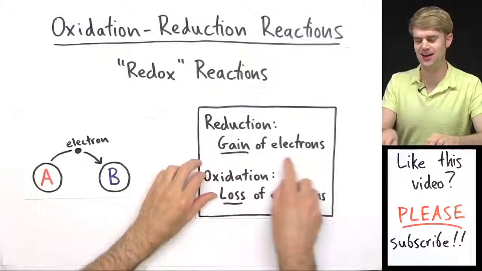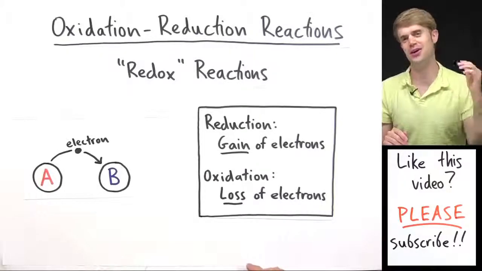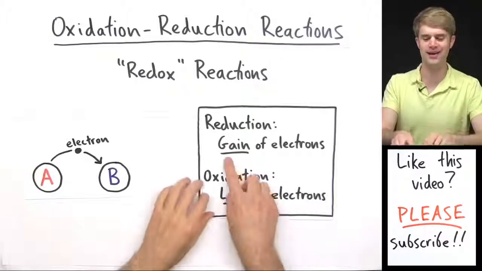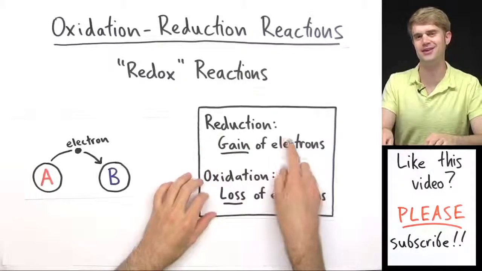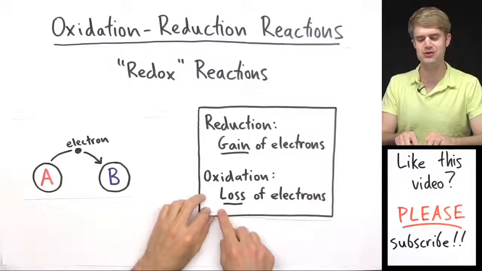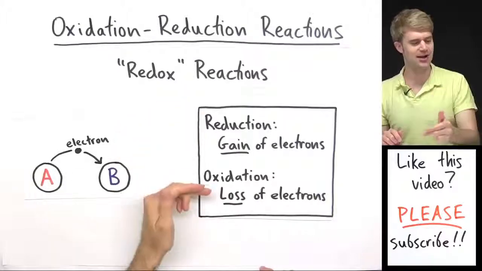Reduction is a gain of electrons. I know this seems kind of confusing because usually when you have a reduction of something, you have less of it. We'll talk later about why a gain of electrons is called a reduction. But anyway, reduction, gain of electrons, and then oxidation, which is a loss of electrons. So we got reduction and oxidation.